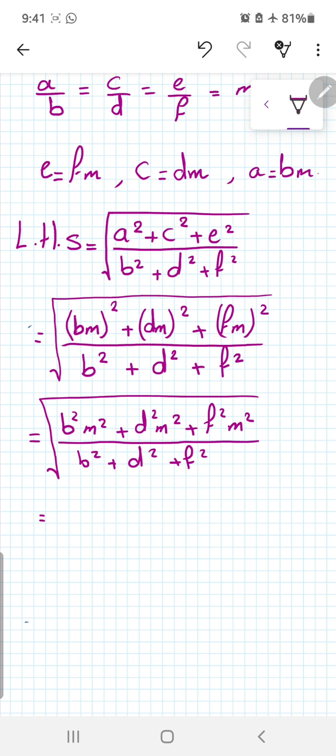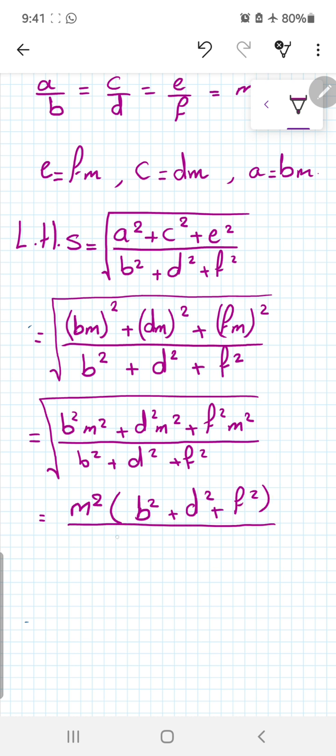As we said, we search for the common factor. Here in the three terms we have M power 2 as a common factor. So take M power 2 as a common factor. We have first term B power 2, plus in the second term D power 2, plus third term F power 2, over B power 2 plus D power 2 plus F power 2. All of this under the square root.